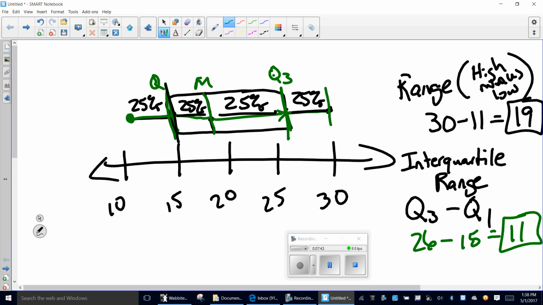What if I said what percent's in the box? 50 in the box. On either side of the median, there's 25% below and 25% above. There's 50% in the box.